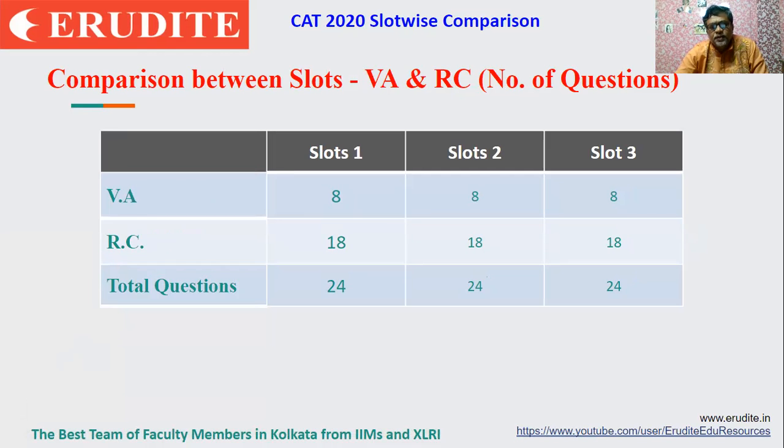Now, as for the slot-wise VARC section, we can find that VA and RC remained the same: VA had 8 questions in each case, RC had 18, and in total 24 questions appeared.